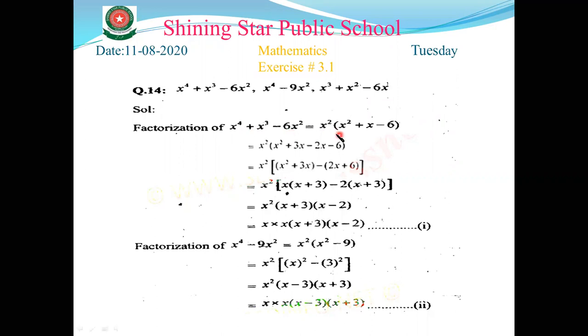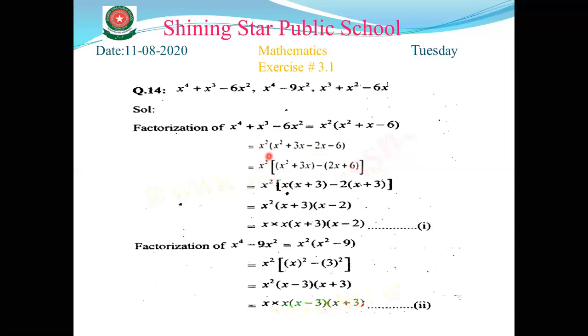So we take the common x^2, and when we take the common x^2, it will give you x^2 plus 3x minus 2x minus 6. How? Because when we have x^2 plus x minus 6, we have to find two numbers. If we multiply, we must get minus 6, and if we add them, we must get plus 1. So the numbers are 3 and minus 2. 3 multiplied by minus 2 is minus 6, and 3 plus minus 2 is 1.